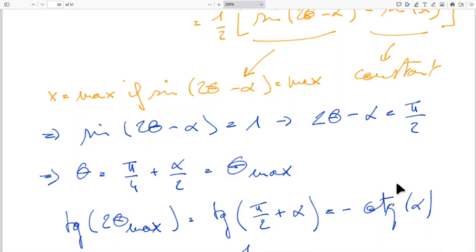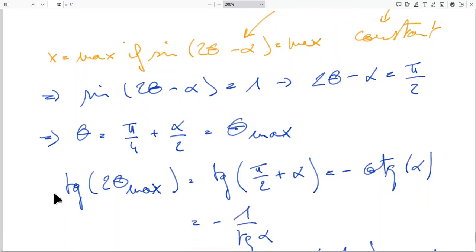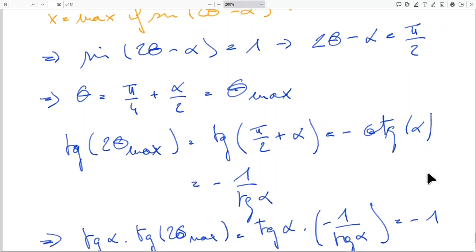Now we have 2 theta max in the solution, so we will have a look at what the tangent of 2 theta max is. So the tangent of 2 theta max is the tangent of pi over 2 plus alpha, or 90 degrees plus alpha, and the tangent of 90 degrees plus alpha is minus the cotangent of alpha, or minus 1 over the tangent of alpha.